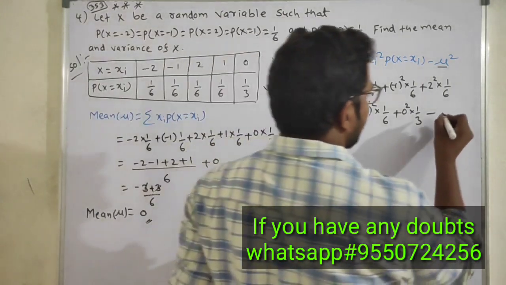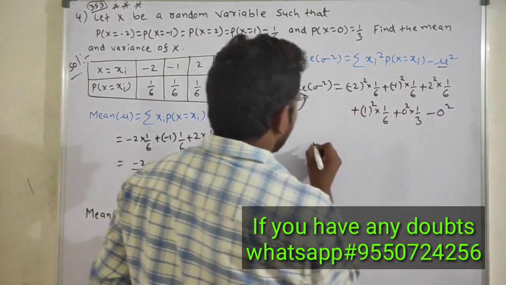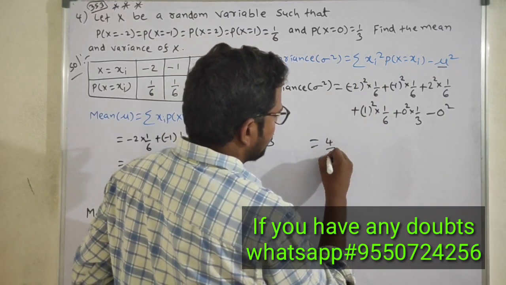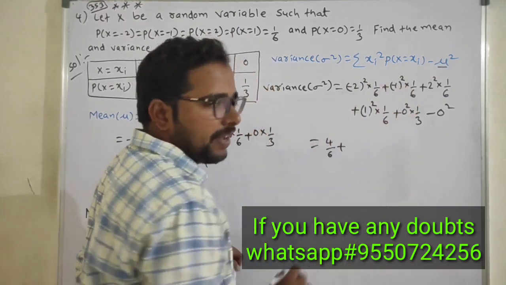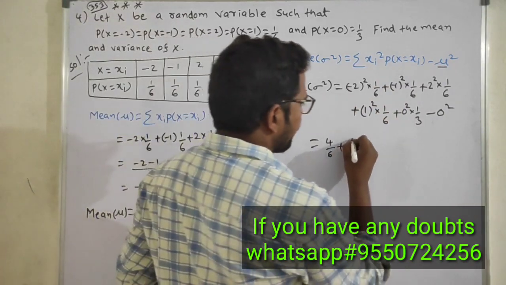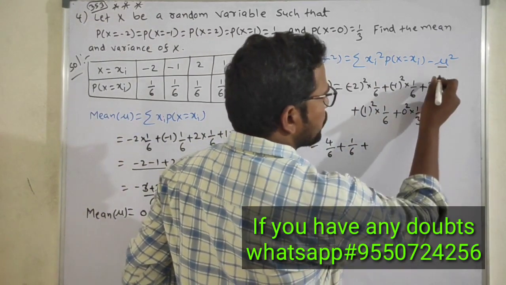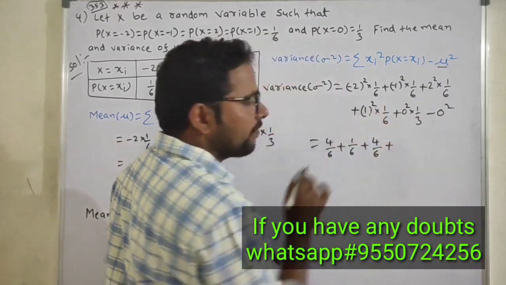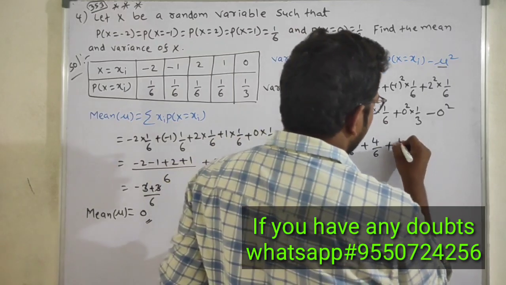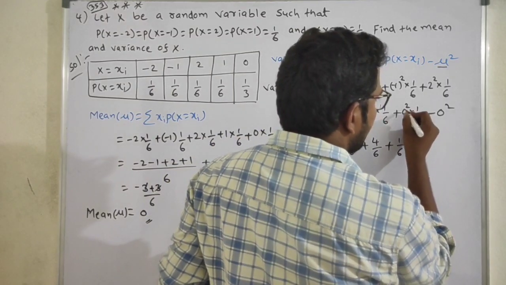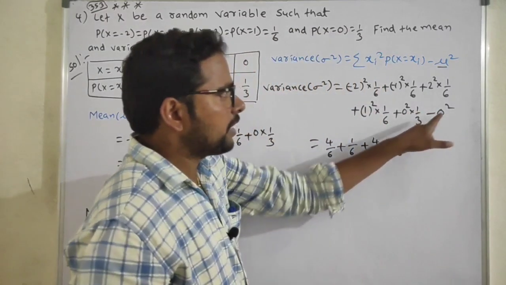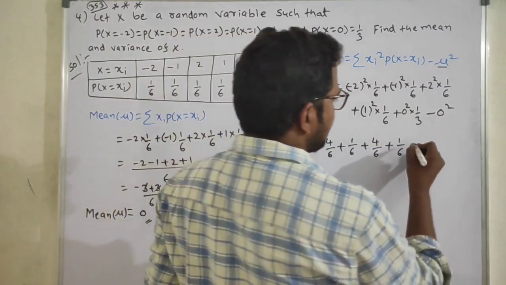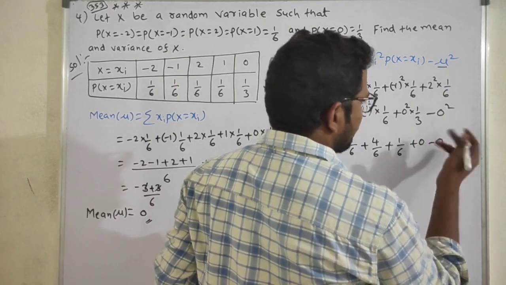So substitute 0 here. Minus 2 square is 4, 4 ones are 4 by 6, plus minus 1 square is 1, 1 ones are 1 by 6, plus 2 square is 4, 4 ones are 4 by 6, plus 1 square is 1, 1 ones are 1 by 6, plus 0 square is 0, 0 into 1 by 3 is 0, minus 0 square also equals 0. Okay? And plus 0 minus 0 square is also 0.